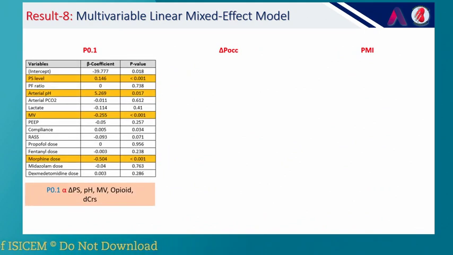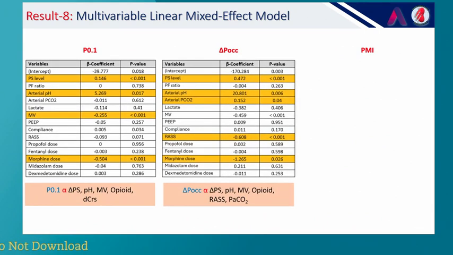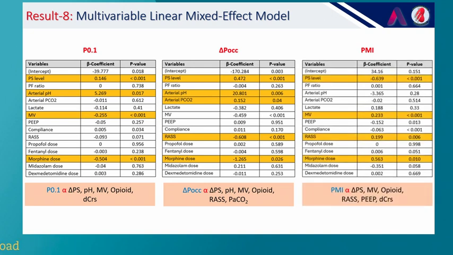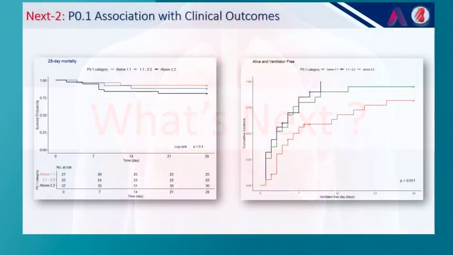What about on linear modeling, what are the factors that are independently associated with the P0.1? Obviously, the pressure support level is dominant. pH remains a factor. And the dose of morphine equivalent in the sedation also remains a factor. For Pocc, it's again the PCO2, the pH as you would expect, but also the degree of sedation, which is also true of PMI. So all these factors are influencing the respiratory drive and the respiratory effort as you would expect.